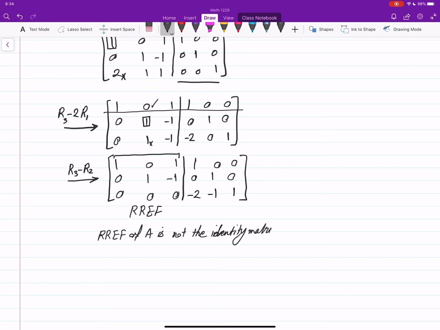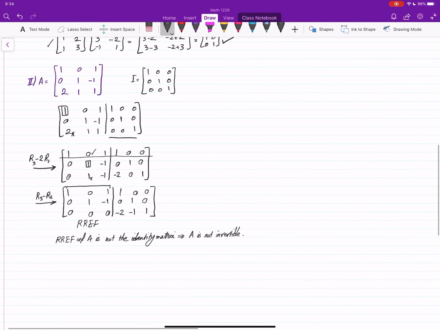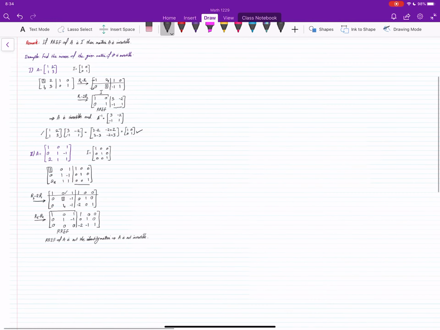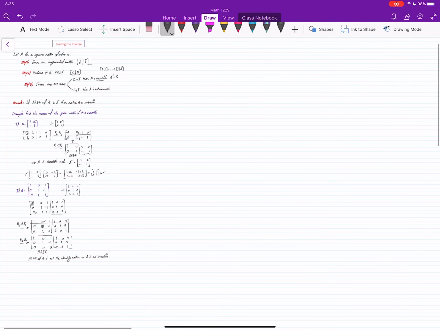What does it mean for us? It means that we are in case 2. It means that A is not invertible. Well, our procedure is a good procedure. Not only does it give us the inverse, it also tells us when the matrix is not invertible. Okay, so this is a procedure you have to learn, and you have to be able to use it to find if a matrix is invertible or not.